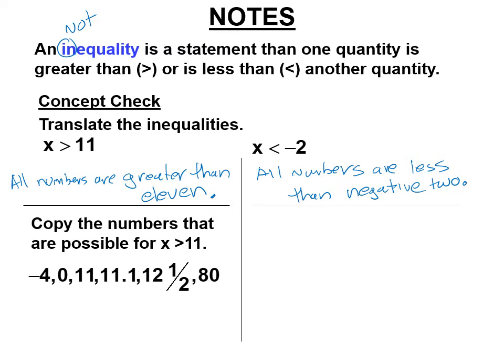All right, copy the numbers that are possible for x is greater than 11. So not -4, not 0, not 11. 11.1, 12, 12.5, and 80 are all numbers that are greater than 11.